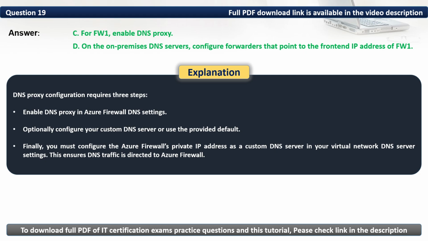DNS proxy configuration requires three steps. Enable DNS proxy in Azure Firewall DNS settings. Optionally configure your custom DNS server or use the provided default. Finally, you must configure the Azure Firewall's private IP address as a custom DNS server in your virtual network DNS server settings. This ensures DNS traffic is directed to Azure Firewall.